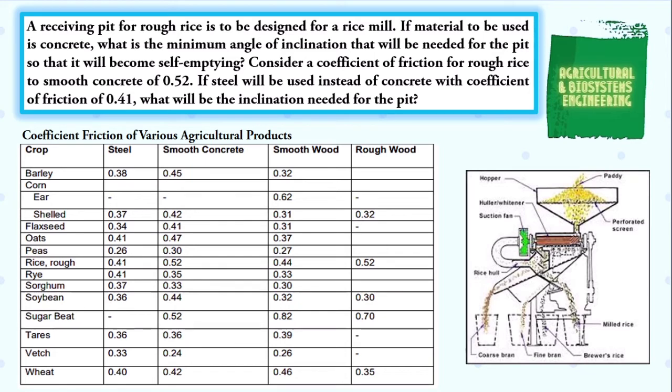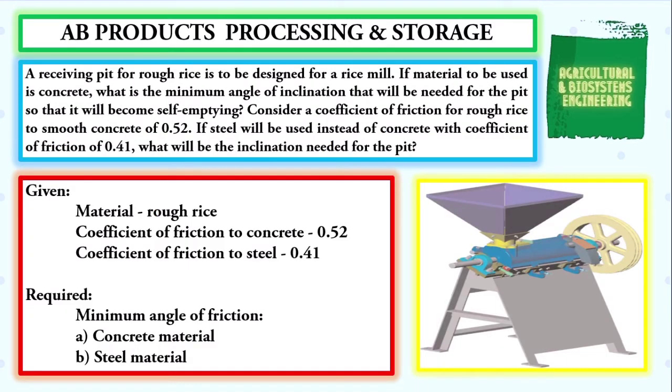Going back to our problem, let us first identify our given. We have the material, which is the rough rice. The material to be used is the steel, with a coefficient of friction to be 0.41. And the other material required in the problem is the smooth concrete, with a coefficient of friction to be 0.52. Note that the values for the coefficient of friction varies depending on the crop that is required in the problem. In the problem, the required are the minimum angle of friction for the concrete and the steel material.